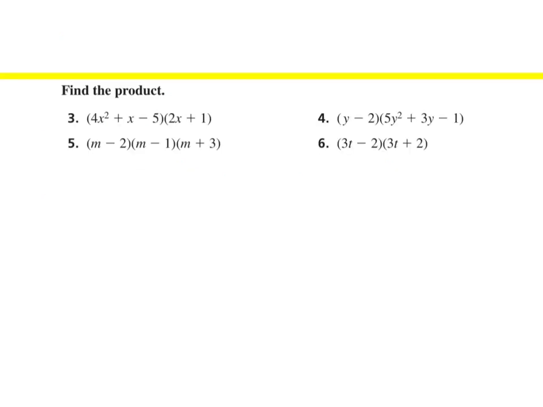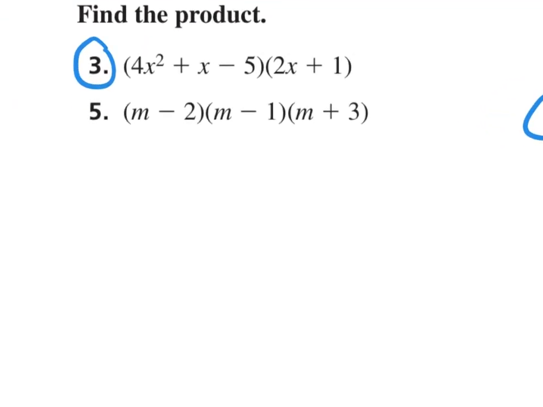Alright, these last 4 are just extra practice. I'm going to do 3 and 6 because number 5 is just like the one we did before, and 4 is super similar to 3. So let's take a look at number 3. So I want to start with my 4x squared. I need to multiply that times 2x and times 1. So 4x squared times 2x, 4 times 2 is 8, and then 2x's plus 1x would be x cubed. Next, multiply 4x squared times 1, so this is just plus 4x squared.